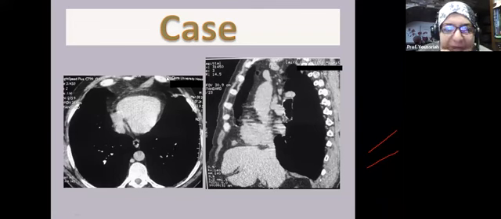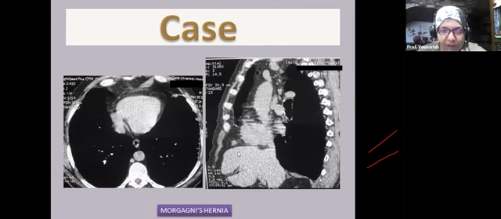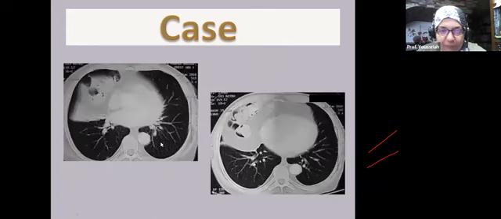Now what do we have here anteriorly? You can see fat in front of the heart. A very strange appearance, and the sagittal image shows a diaphragmatic defect. This is Morgagni here. Here we have another case of Morgagni's hernia with bowel extending upwards.